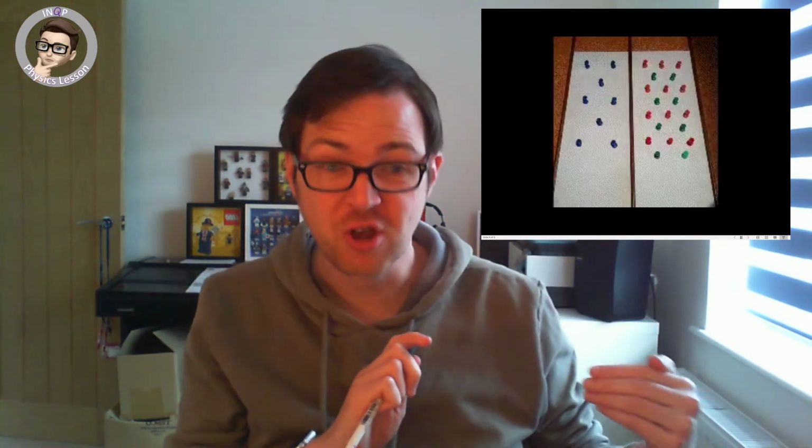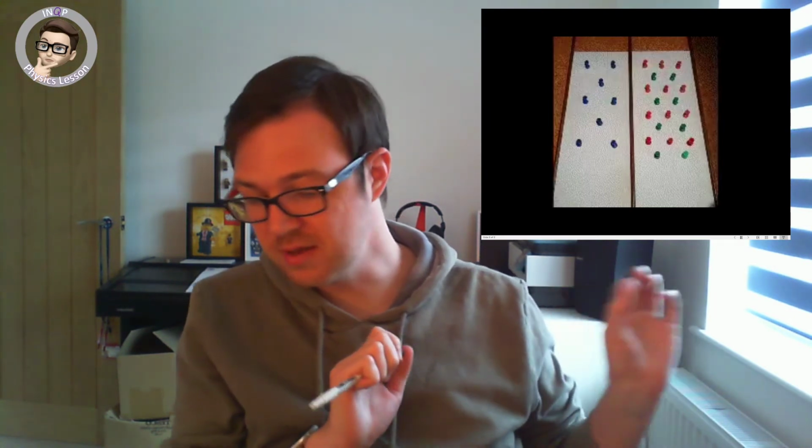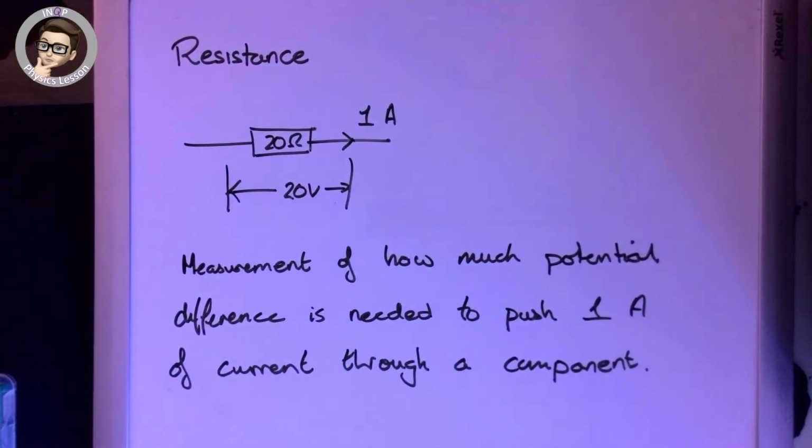So let's see what happens when we let the marbles move. The marbles on the left hand side here are moving a lot quicker than the marbles on the right hand side, and the marbles on the right hand side are slowing because they are hitting atoms as they're going through that wire. So they would need more push to get through there at the same rate as the marbles on the left hand side.